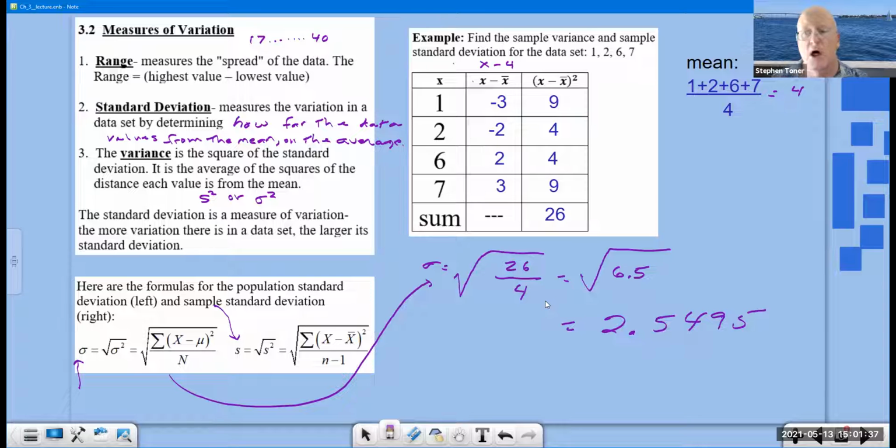Now, that is a lot of work, and I made it simple because we only had 4 data values. Can you imagine having a data set with 175 values in it, having to calculate the mean, asking how far each of those were away from the mean, squaring all those values, adding them up and dividing by n? Wow, that would be quite a bit of a challenge.